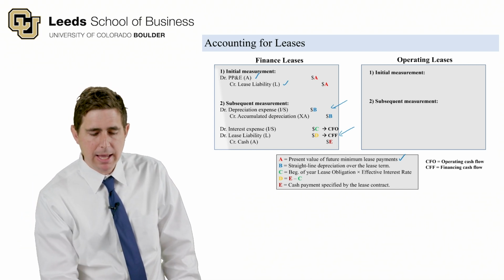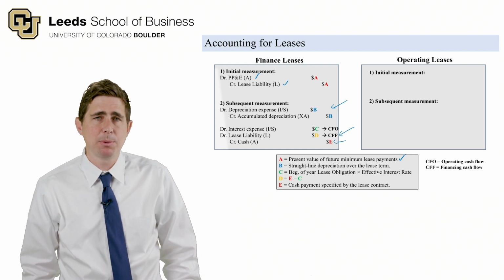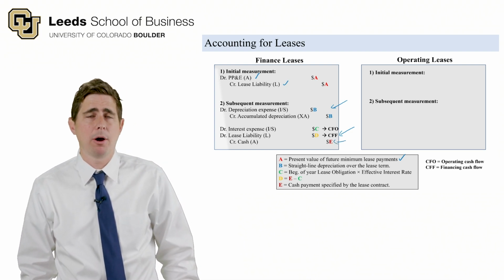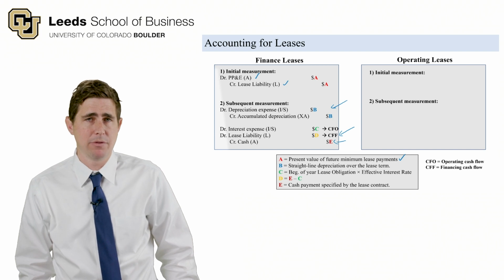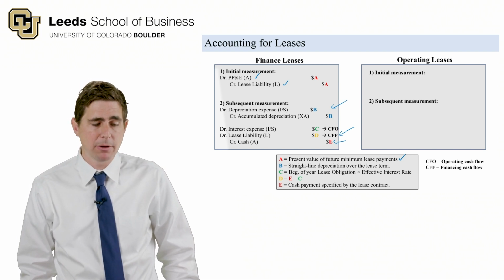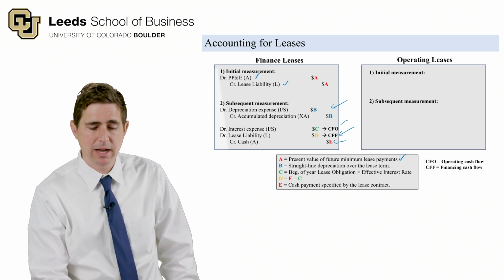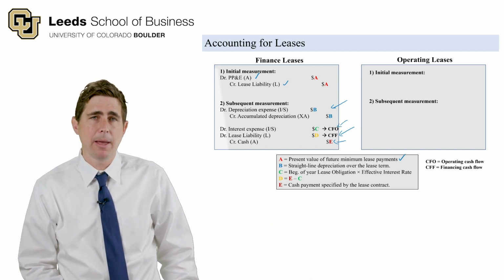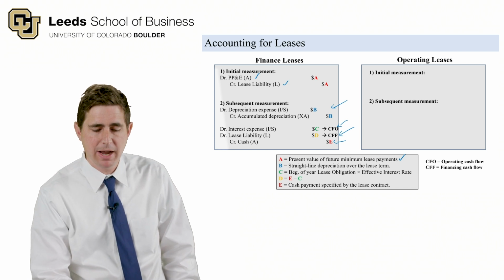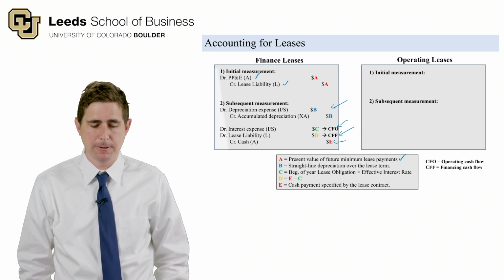Each time they make a cash payment, that cash payment will be partially interest and partially paying down the principal of the obligation. The amount that is allocated to interest cost will be on the cash flow statement as an operating cash flow, and the amount that pays down the principal will be in the financing section of the cash flow statement.